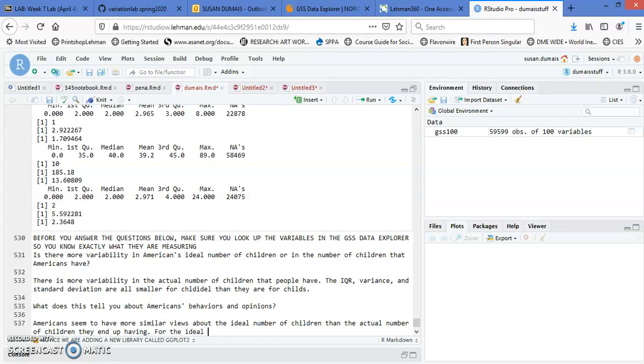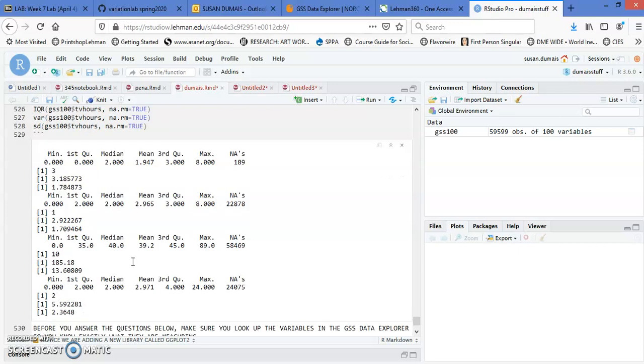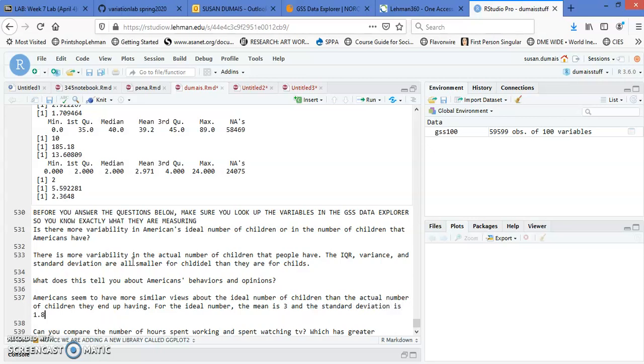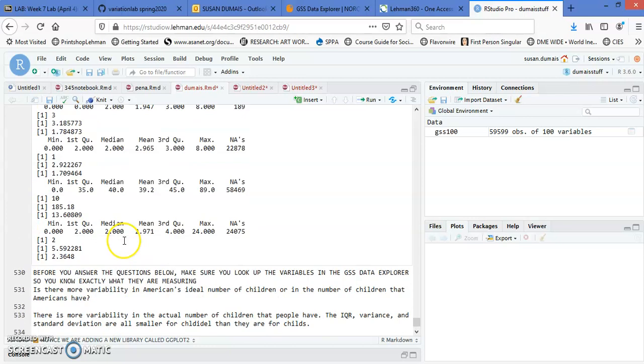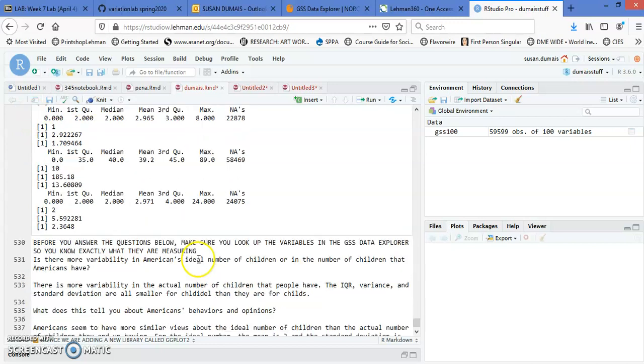For the ideal number, the mean is, scroll up here, 2.9, basically 3, and the standard deviation is 1.71. For the actual number, the mean is 1.9, and the standard deviation is 1.78.